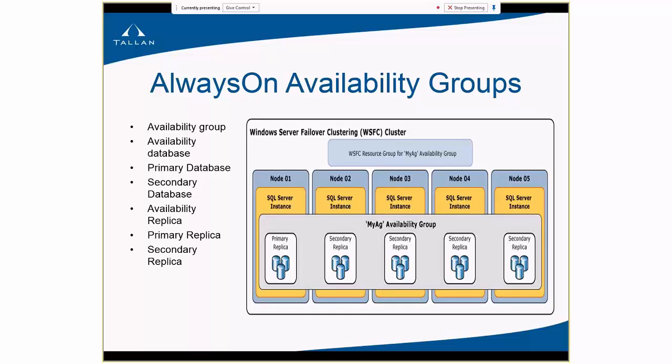So on the outside here, we have our Windows Server failover cluster. Then we have our respective nodes inside the cluster. The nodes host their own instance of SQL Server, and every instance of SQL Server has our database in question, right? Our availability database and our availability replicas. The availability group, however, spans all the nodes in the Windows Server failover cluster. So hopefully that puts it in perspective a little bit.